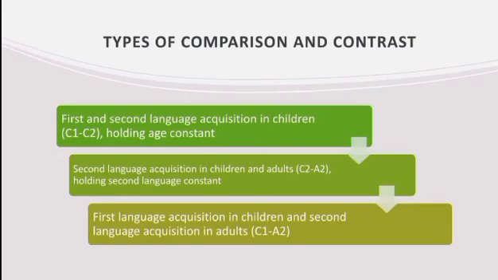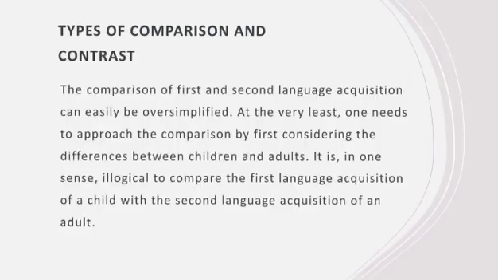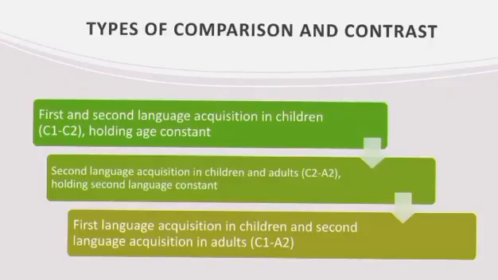The comparison of first and second language acquisition can easily be oversimplified. At the very least, one needs to approach the comparison by first considering the differences between children and adults. It is, in one sense, illogical to compare first language acquisition of a child with second language acquisition of an adult. So, types of comparisons and contrast.